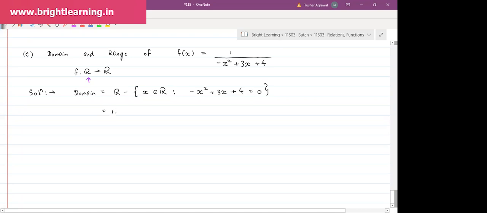So I think this is very easy to solve. This equation, if you solve, is actually x square minus 3x minus 4 is equal to 0. So it is x minus 4 into x plus 1 is equal to 0. So x is equal to 4 or minus 1.